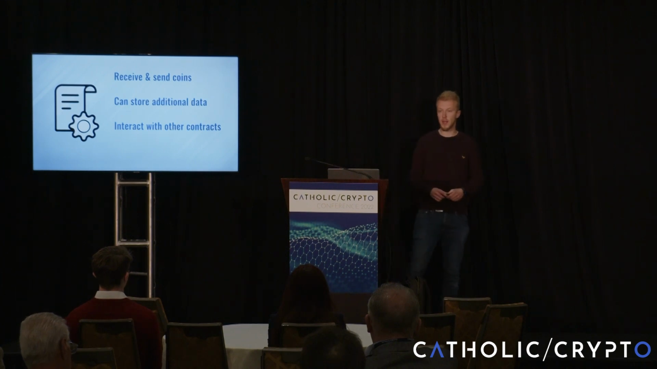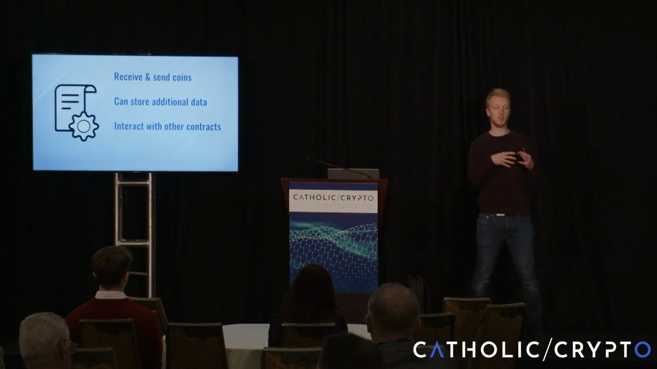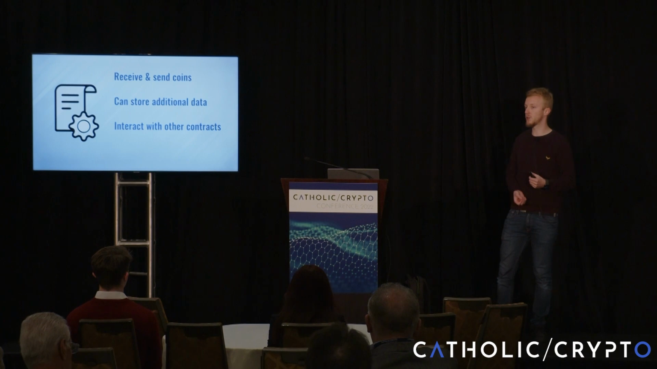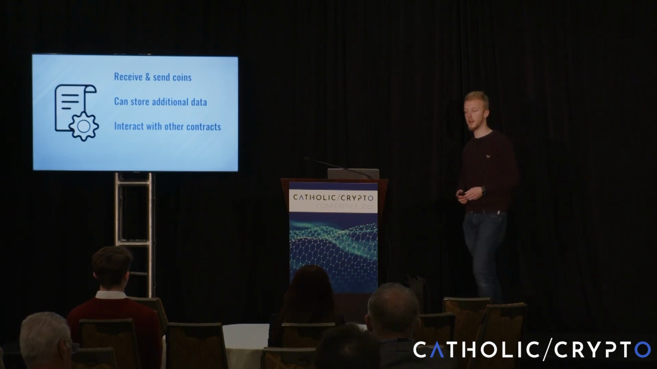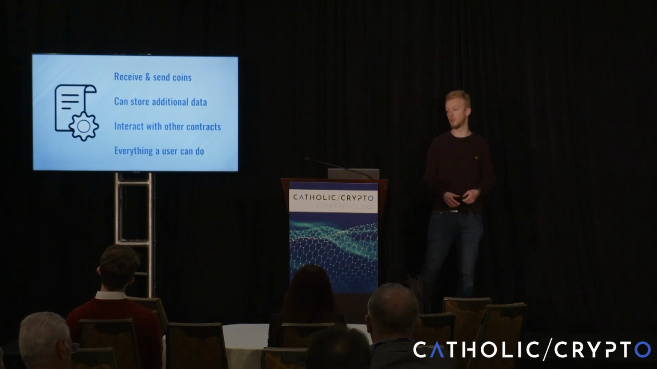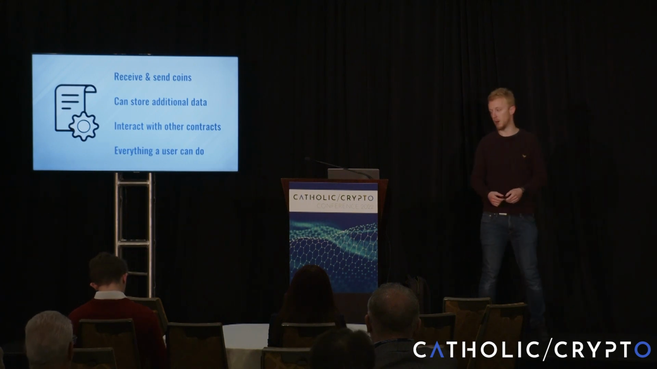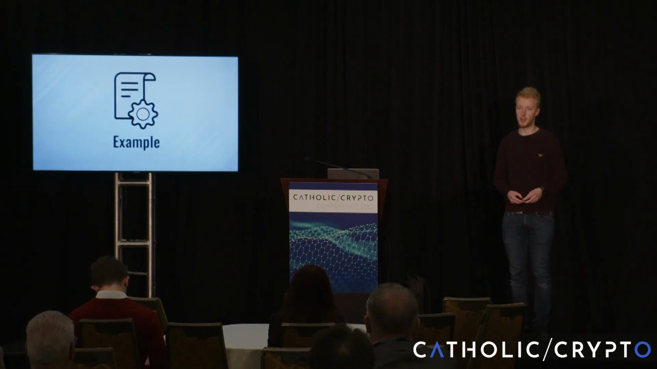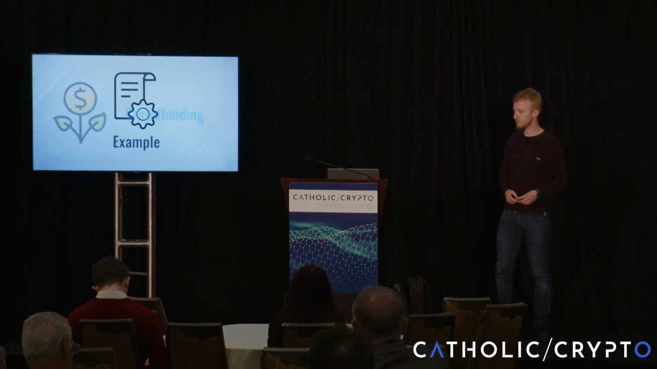Contracts can also interact with other contracts. So in fact, you can string multiple simple contracts together to create a more complex financial application. And basically, a smart contract can do just about anything that a user can do with a blockchain, except in a completely automated way. Now, let me give you an example of a smart contract.